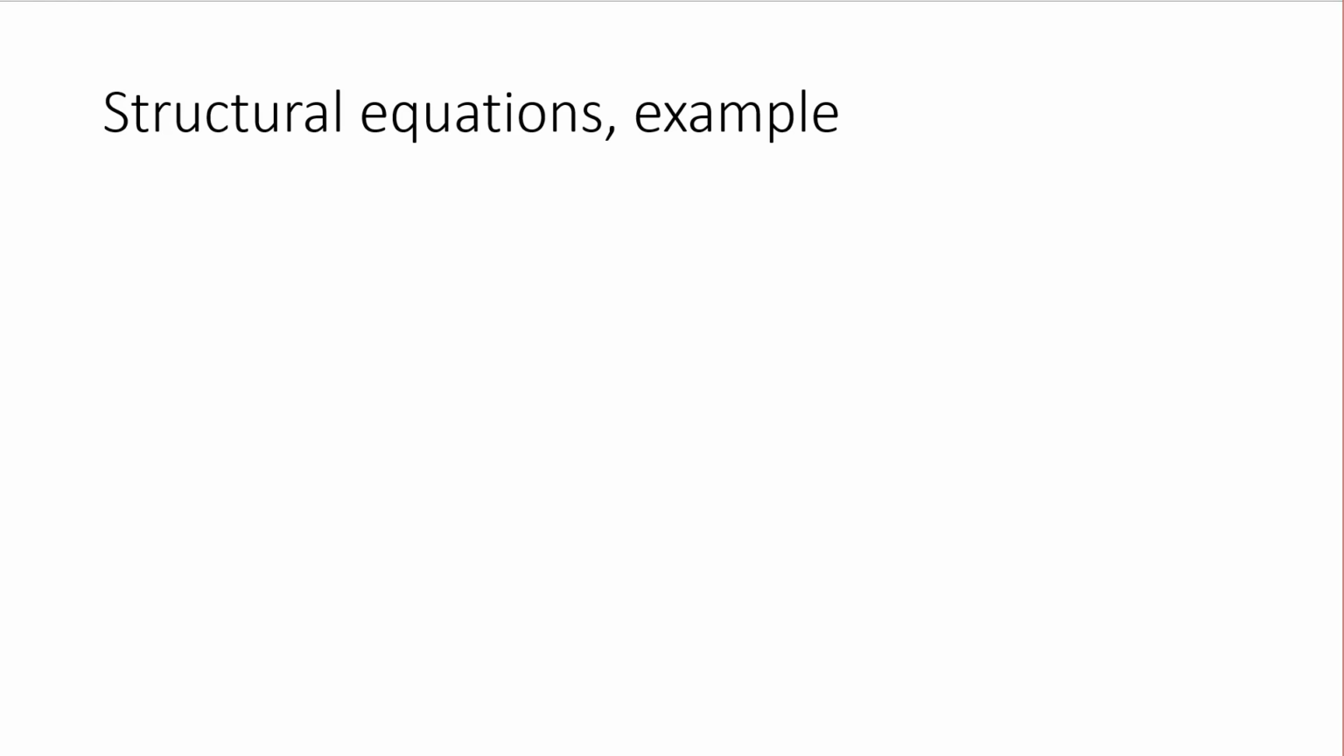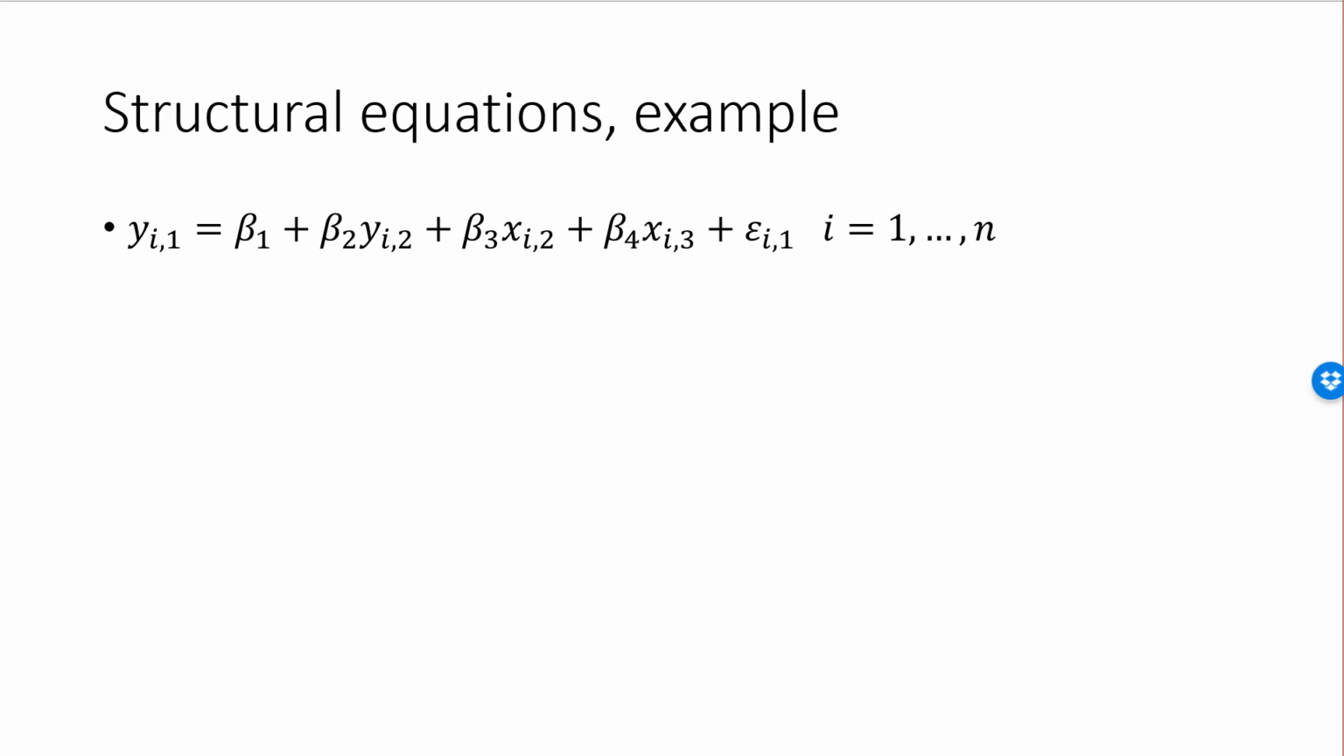So here is a simple example of a simultaneous equation system. Let's say that we have two dependent variables. We will call the first one y1, and observation i for the first dependent variable will be denoted by y_i1. And let's say that y_i1 depends on y_i2, the value of the second dependent variable, and it also depends on two explanatory variables, x2 and x3. The error term is denoted by epsilon_i1, referring to the first equation.